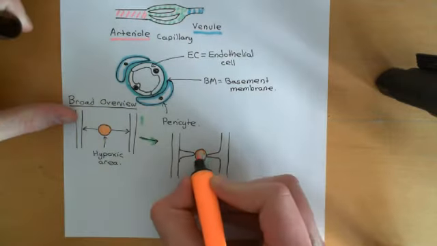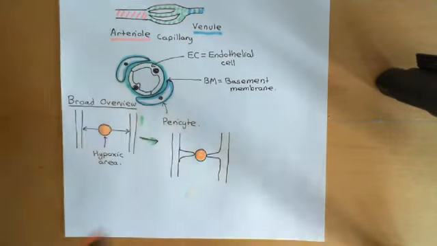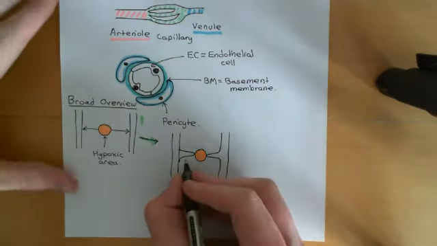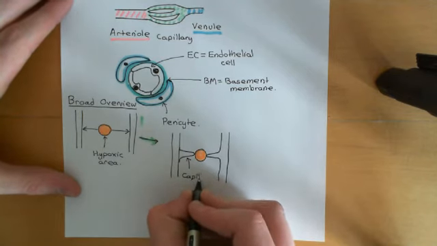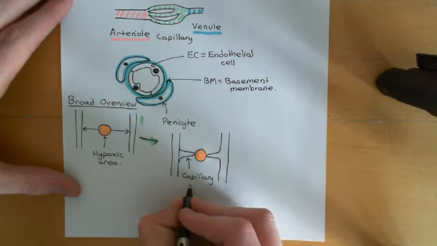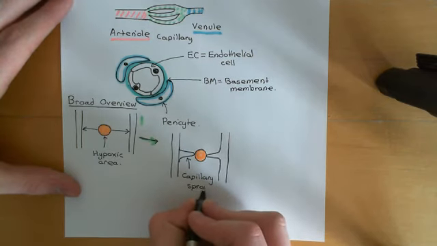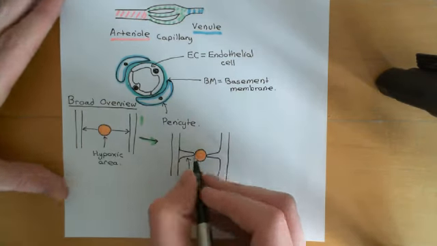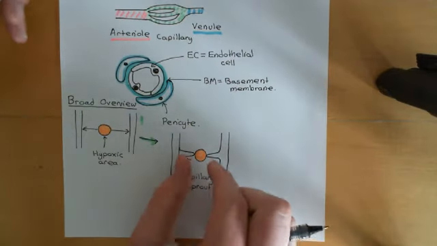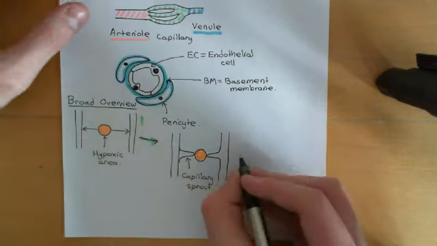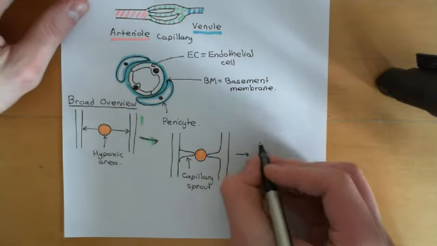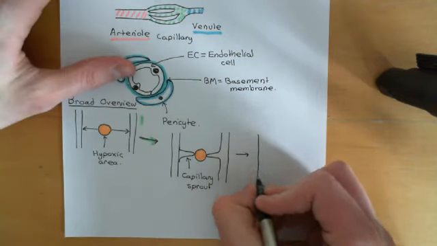Okay, and you can see that these two capillary sprouts, as they're called, okay, so these little projections of the capillaries outwards, these are known as the capillary sprouts. Okay, the capillary sprouts are going towards the hypoxic area. Okay, and then the idea is that when these two capillary sprouts eventually get there, they're going to fuse to make one confluent vessel.